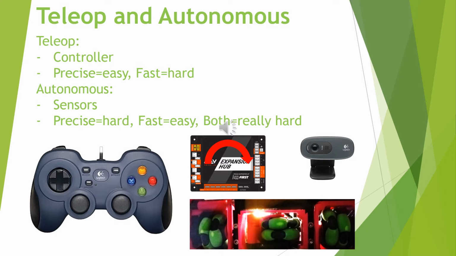During the autonomous period, you'll need to use more sensors. There are several options. You could use odometry, like you can see in the mini Omni wheels we have here, but you can also use a camera or other sensors that can connect to your REV Expansion Hub. In this way, it's the other way around. Precise is harder, but doing it fast is easy. But doing both at the same time is still very, very hard.